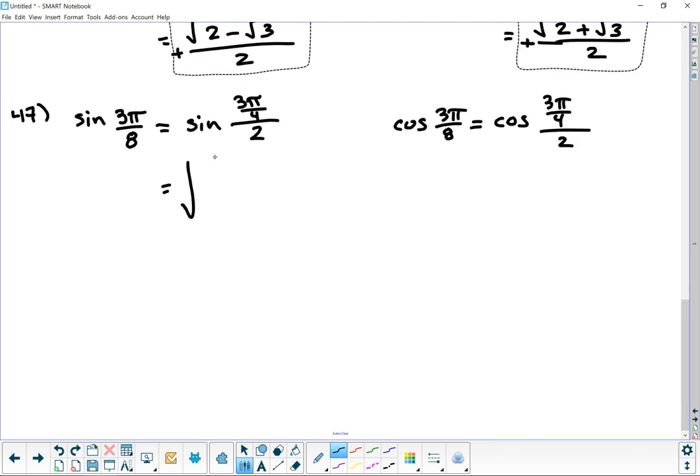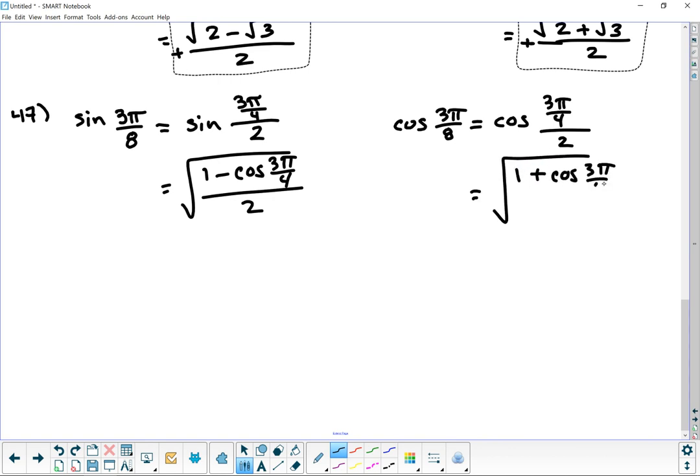So it'll be square root of 1 minus cosine 3 pi over 4, over 2. And this one will be square root of 1 plus cosine 3 pi over 4, over 2. Right? Now all that's left is for me to find out where 3 pi over 4 is. Okay. So 3 pi over 4 is over there, and the cosine of 3 pi over 4 is negative radical 2 over 2.